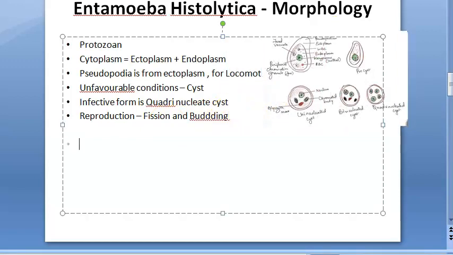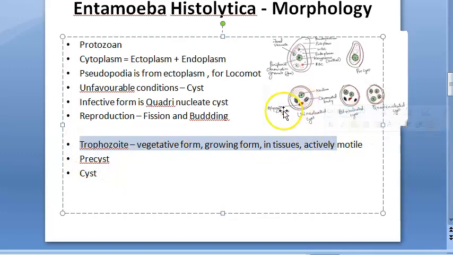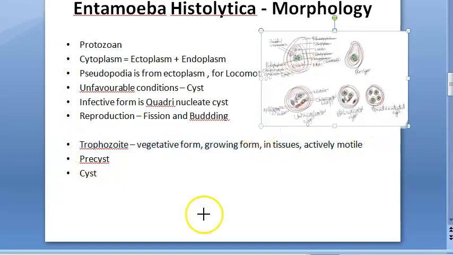So basically, what we saw now: there can be trophozoite, there can be pre-cyst, and there can be cyst. Trophozoite is basically the vegetative form, the growing form. It is in the tissues. It is actively motile, right? And as a commensal, it's called the minuta form. We already said that. Now, coming to the trophozoite in more detail, the cytoplasm: the outer ectoplasm is clear.